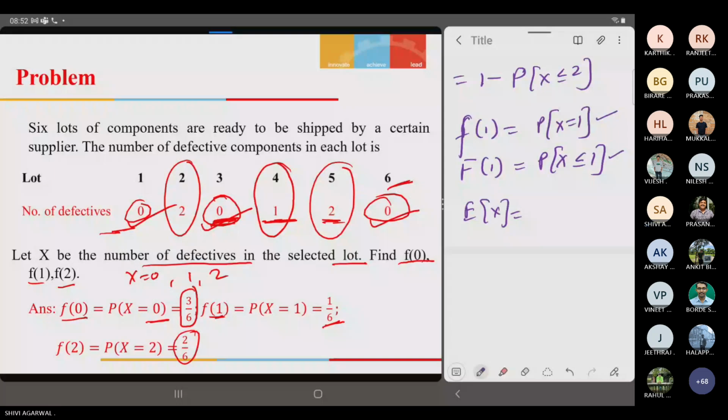That's clear. Similarly, 1 is coming only once, at the 4th lot. So that's why it is 1 by 6. 2 is coming twice, that is at the 2nd and 5th lot. So that's why it is 2 by 6 here.